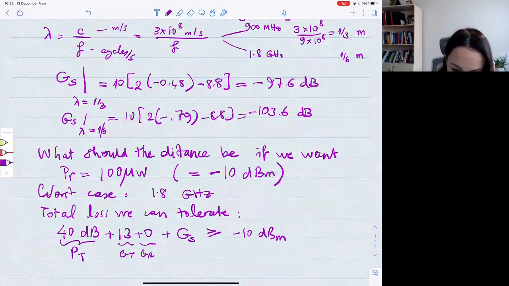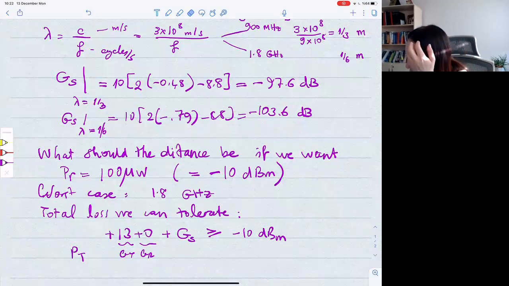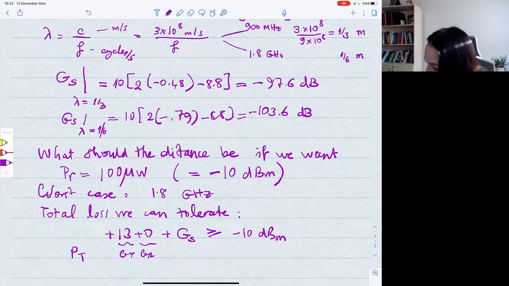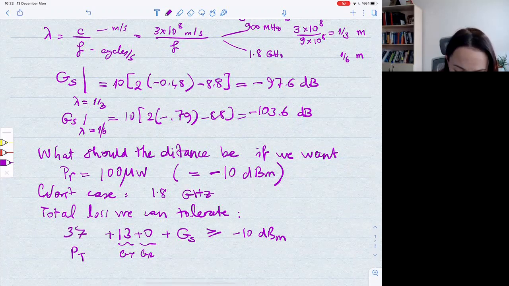By the way, let's write power in terms of dB. What was the dBm? I'm sorry. What was our dBm power? It was actually 40, right? 40. Because our transmit power was, excuse me? 37.5. Well, no, it was 37, right? 37 dBm.